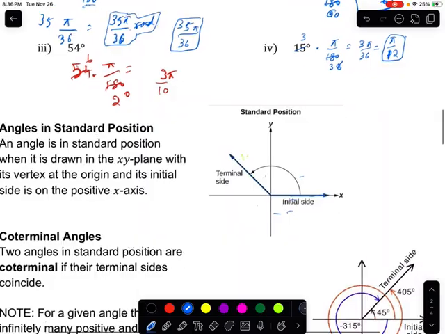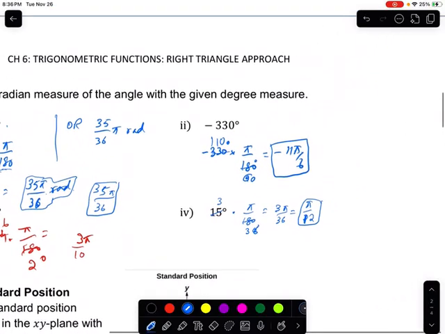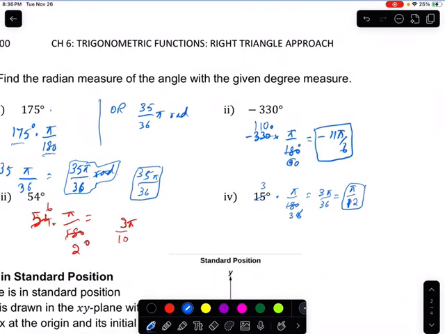Let's check and see. So here, I hope you guys were able to figure out the radian measure of negative 330 degrees. It's coming out to be negative 11 pi over 6.